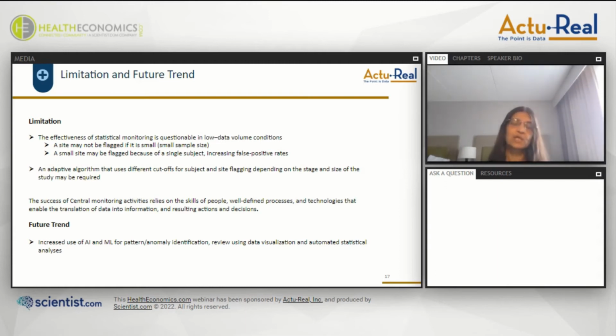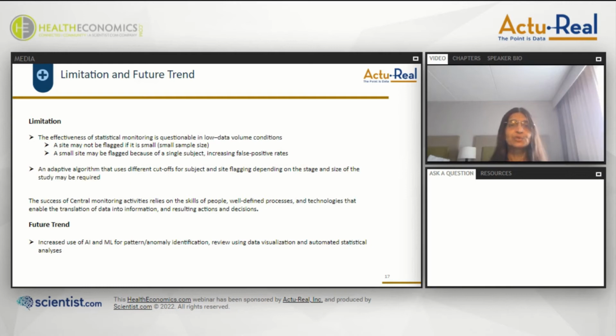Just to close out this part of the discussion, these statistical monitoring techniques have a limitation in the sense that they're not that effective when the data are low volume. So a site may not be flagged if it is small, if it has a small sample size, etc. And then there are ways of getting around it. There are adaptive algorithms that can be used, and there are other things that can be done.